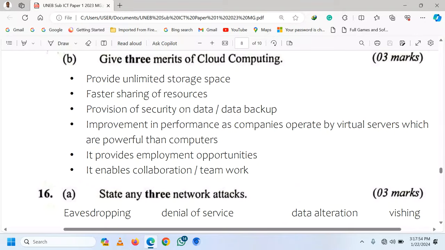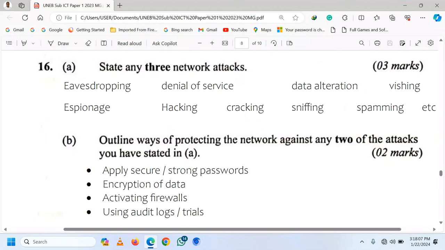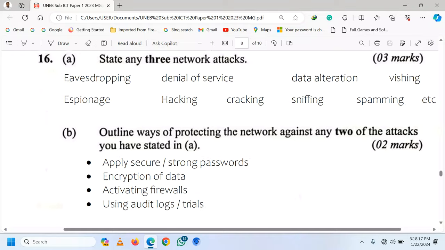Part B, they're asking for merits of cloud computing. The merits might be many, but these are some of the merits that a candidate can point out to get the 3 marks. Number 16, they're asking us to state any 3 network attacks. The network attacks might be many, but these are some that we can mention here.